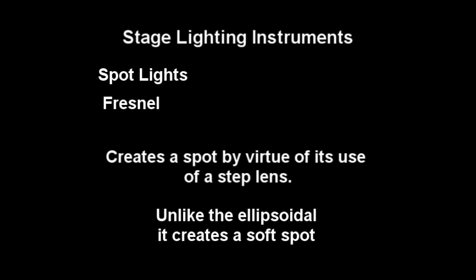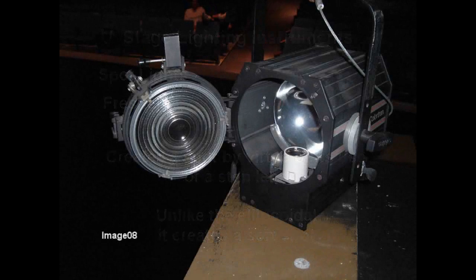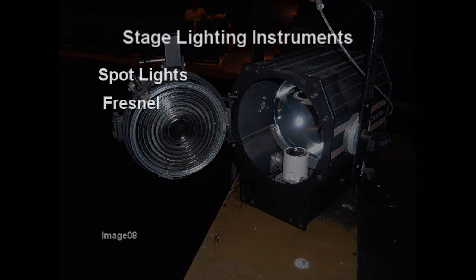This soft spot is created through the use of the Fresnel's stepped lens. The Fresnel can be used as a specialty spot, creating a soft spot on a featured player. Its soft spot also makes it ideal for filling in areas left unlit by the general lighting of the stage.